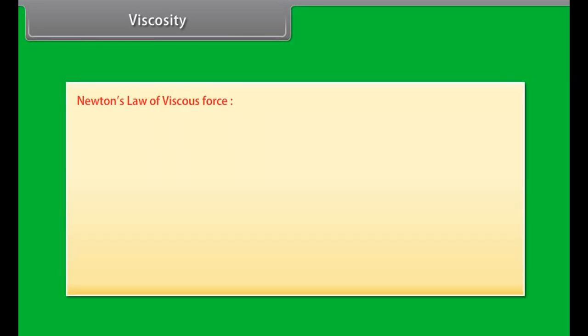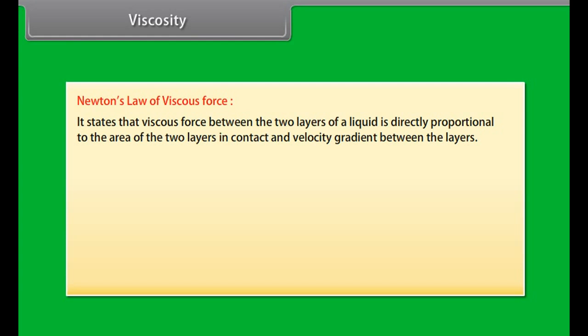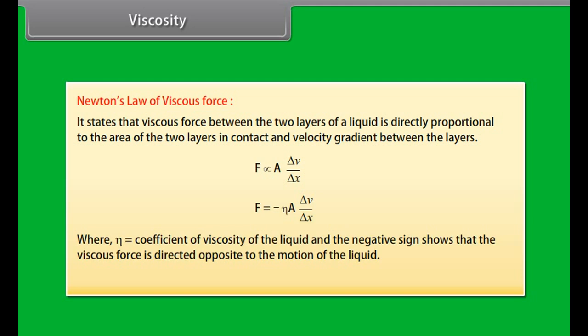Newton's law of viscous force states that the viscous force between two layers of a liquid is directly proportional to the area of the two layers in contact and the velocity gradient between the layers. F is directly proportional to A times delta v upon delta x. This equation can be written as F = −η A Δv/Δx, where η is the coefficient of viscosity of the liquid, and the negative sign shows that the viscous force is directed opposite to the motion of the liquid. Its dimensional formula is M L^−1 T^−1.